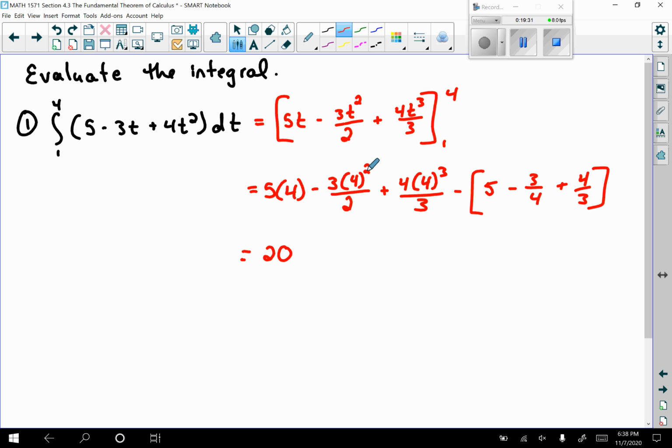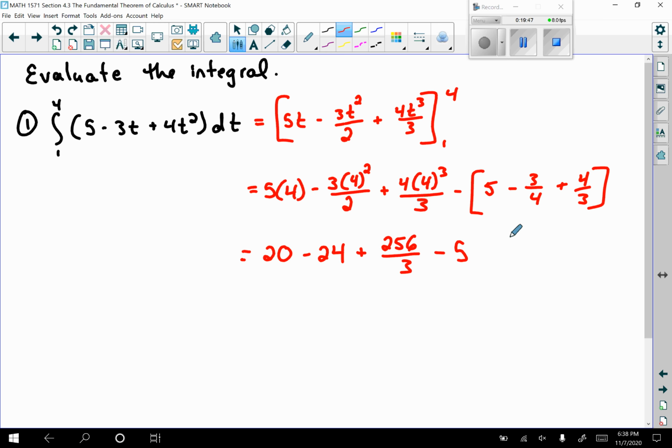All right, so we're going to get a 20. Now, we could say 4 squared is 16 over 2 is 8, so we're going to get a minus 24. Now, this is really 4 to the 4th. 4 times 4 cubed is 4 to the 4th. That is 256 over 3.